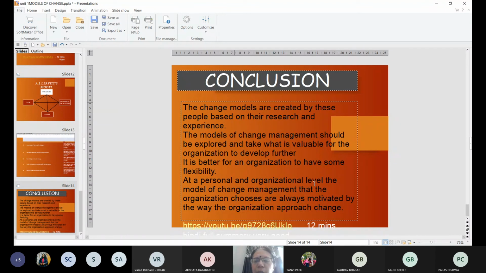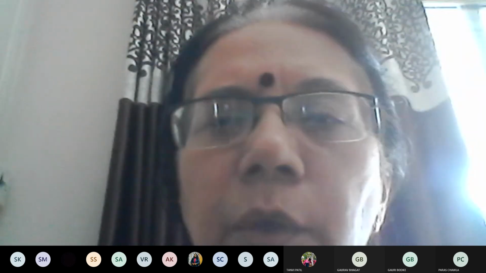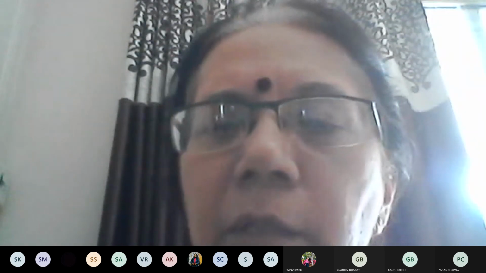At a personal and organization level, the model of change management that the organization chooses are always motivated by the way the organization approaches the change. So these are the different models which we have learned today. I hope this is clear to all of you. Have you all understood the different models of change management?